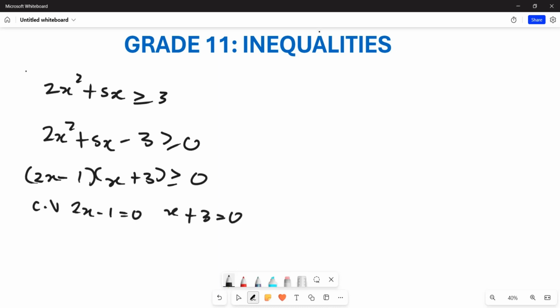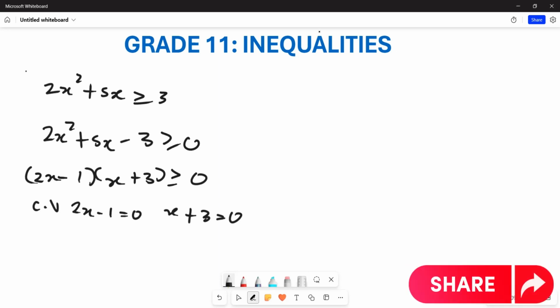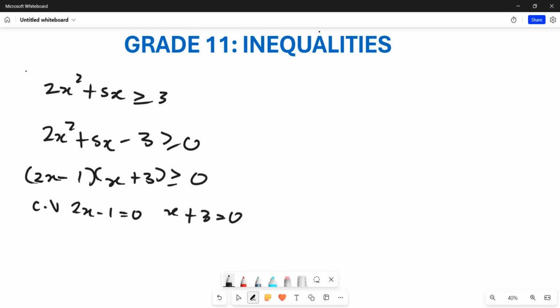Because I know most of you are thinking, why are we getting these critical values? Now, these critical values are not your answers per se, because your answers must be in inequality form, right? So from here, when you transpose, your x is going to be 1 over 2, or your x is going to be -3. But remember, these are still your critical values.